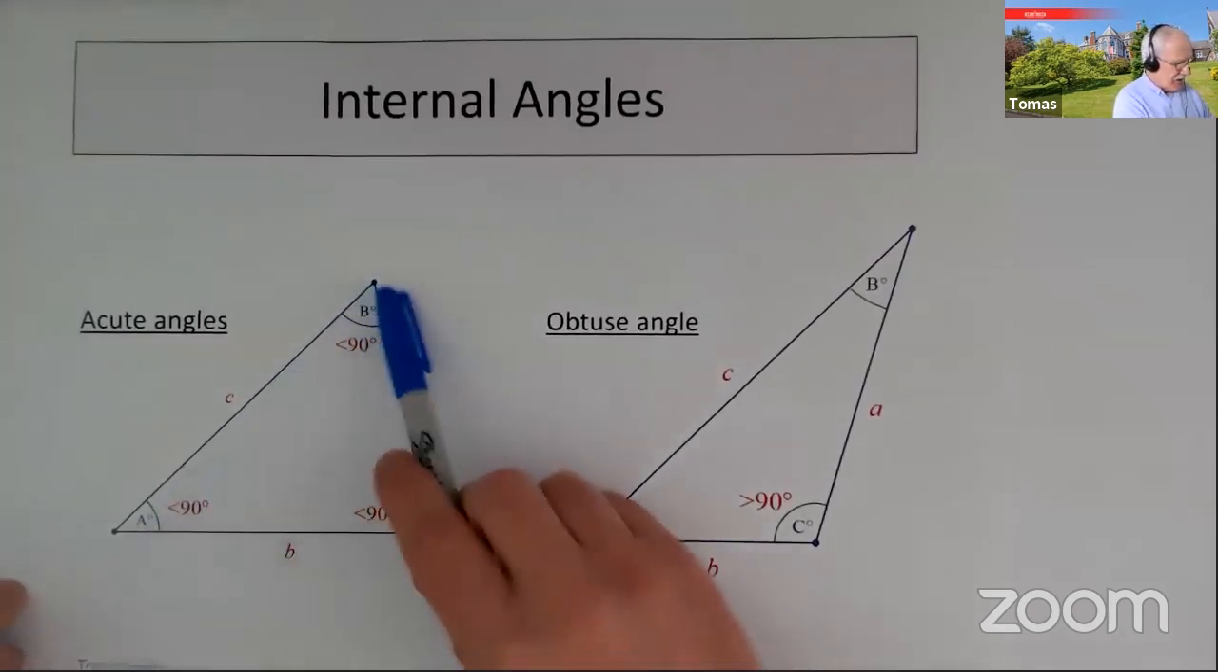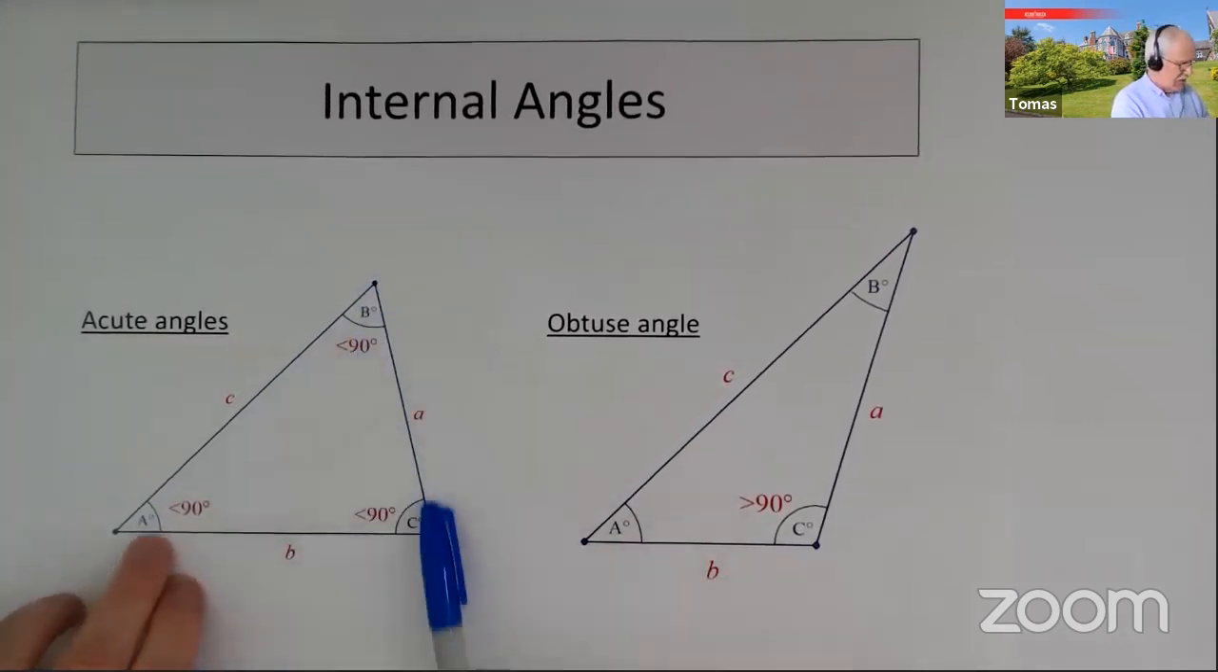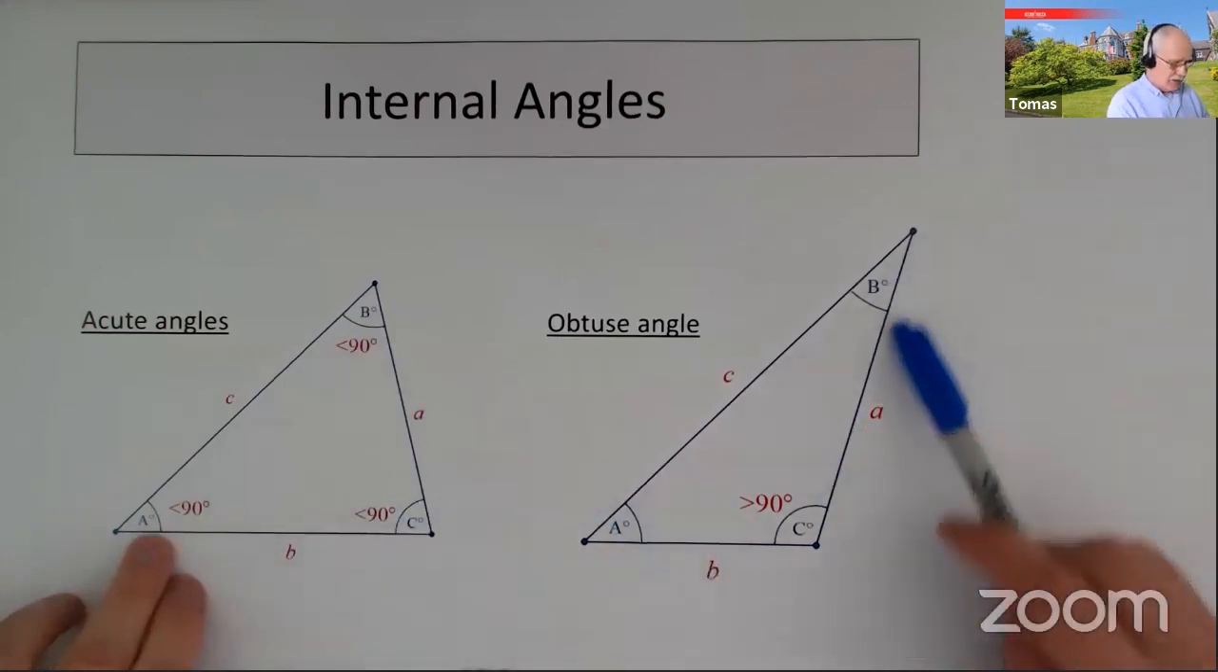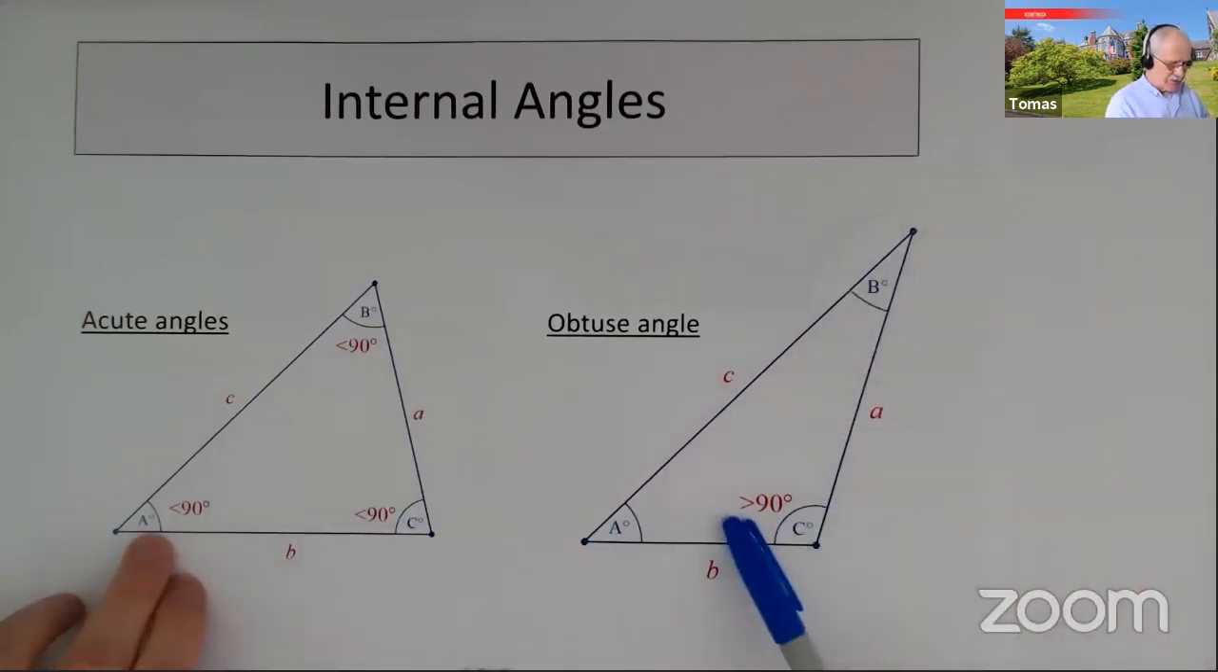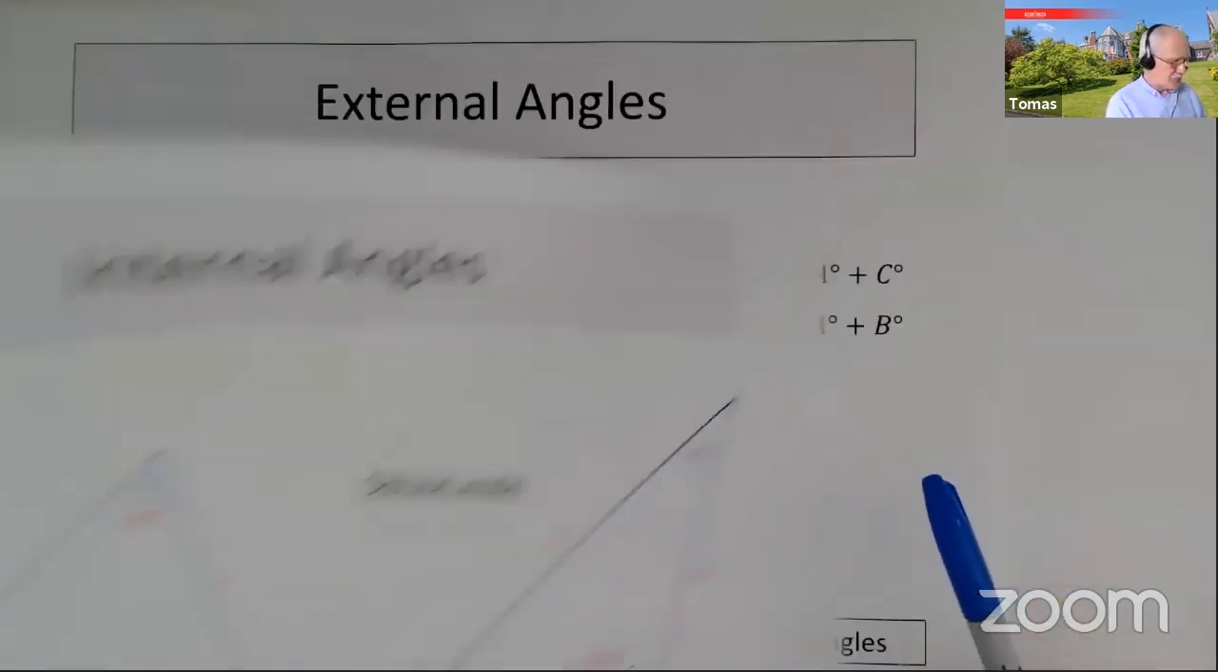So this is a triangle with acute angles. They're all less than 90 degrees. And this is where one of the angles is more than 90, an obtuse angle. Okay.